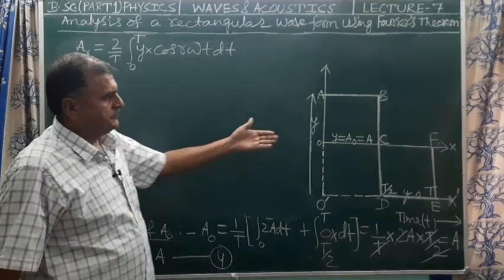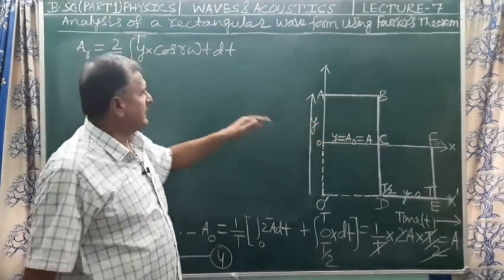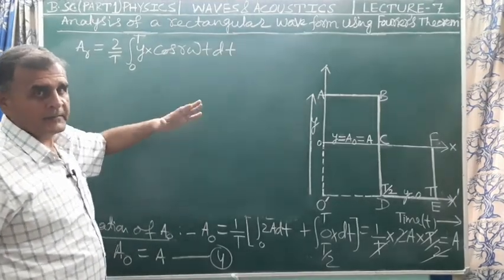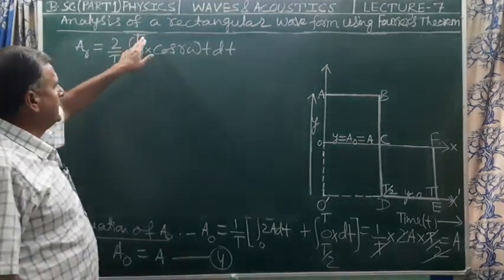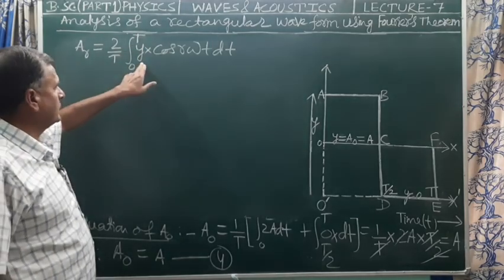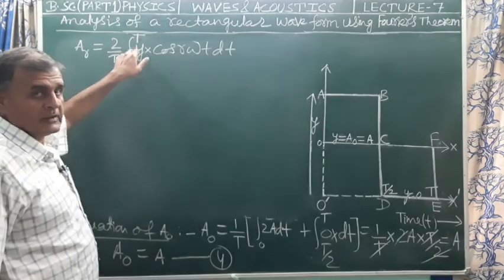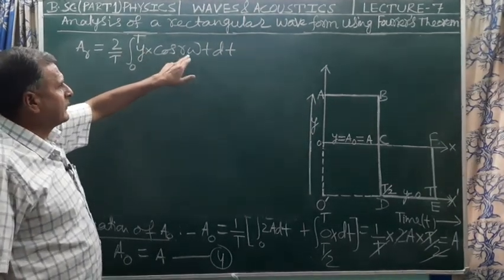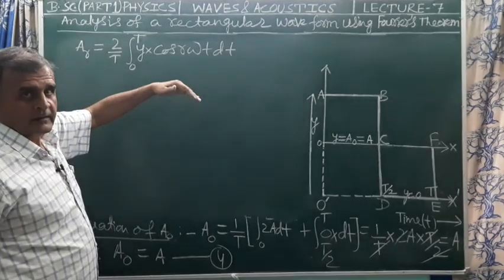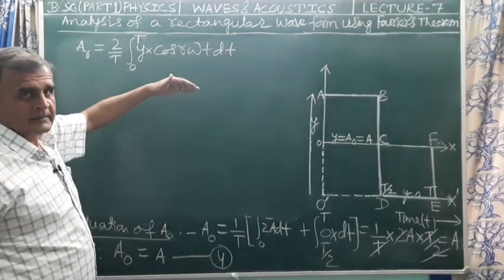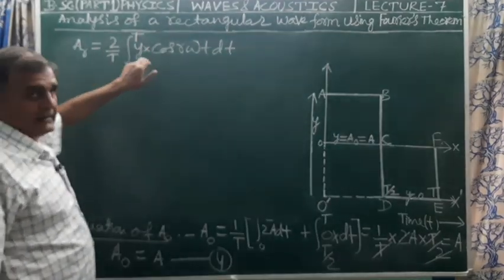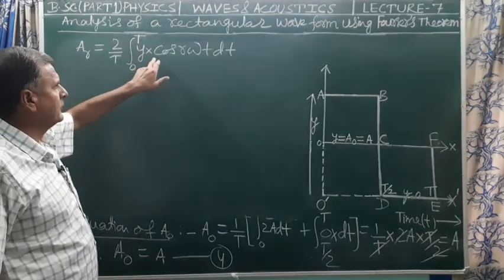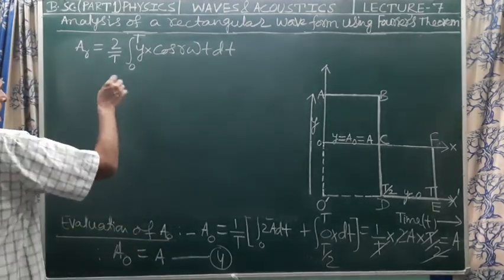Now for the given rectangular waveform, this integration can be divided into two parts: from 0 to T by 2, where y is equal to 2a, so the integral from 0 to T by 2 of 2a multiplied by cos r omega t dt, plus from T by 2 to capital T, where the displacement is 0, so y is replaced by 0, into cos r omega t dt.